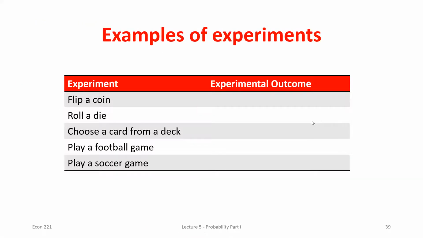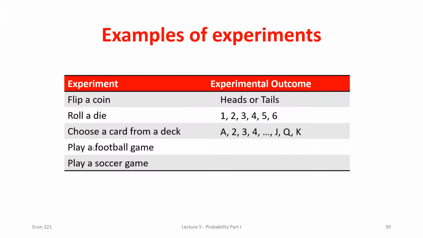So if we're thinking about experimental outcomes, I've already done a couple of these, but if I flip a coin, my outcomes are heads or tails, rolling a die, 1 through 6, choosing a card from a deck. Here we have to define what we're looking for. So if I'm just thinking about the face of the card, not the suit, I'd have ace through king, right? Those are my possible outcomes I could see if I'm drawing a card from a conventional deck.